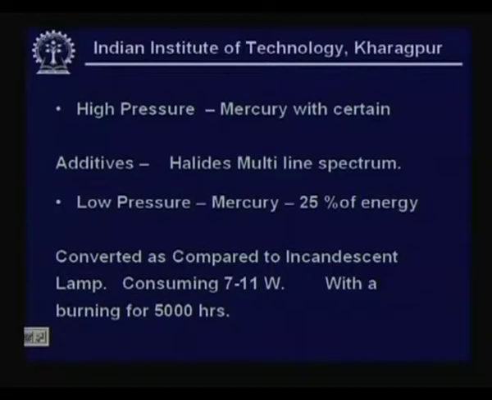In fact, if you see, in a low pressure mercury lamp, only 25% of energy is converted as compared to an incandescent lamp, but it consumes only about 7 to 11 watts. This is considering an equivalent incandescent lamp with a burning life of about 5000 hours. That's a very important issue. So, energy consumption, as you can see, talks about 7 to 11 watts. It's an equivalence between a 40 watt lamp and a low pressure mercury vapor lamp.